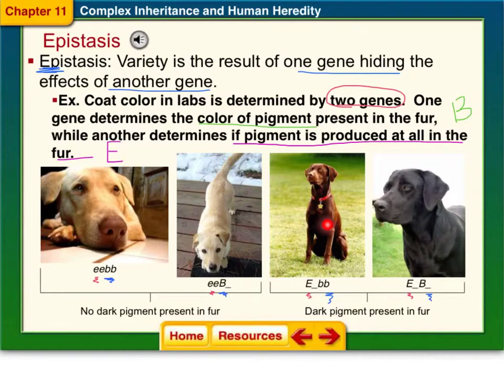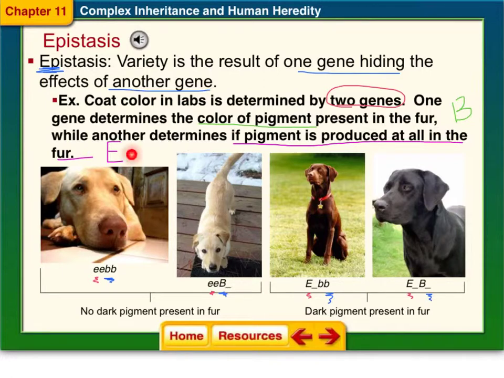You can see there's some black pigment in the nose of this white lab and some chocolate pigment in the nose of this yellow lab. So there is pigment present in all 4 labs. It's just these bottom 2, the white and the yellow labs, don't have it in the fur. And that's because of the second gene.